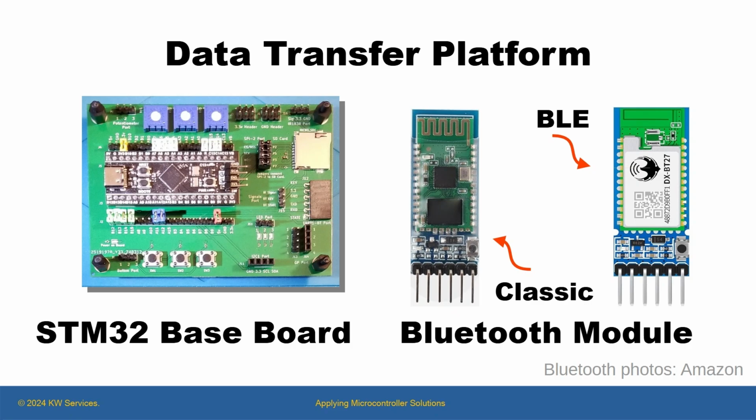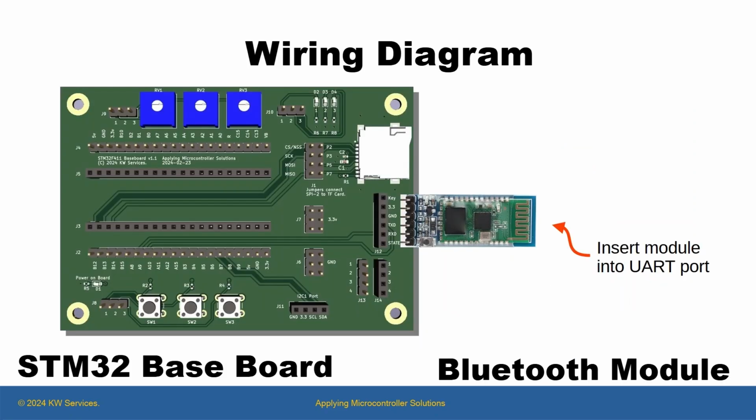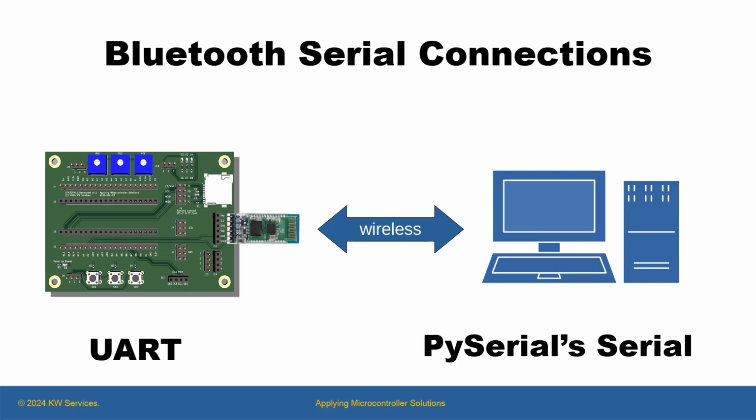Here, the microcontroller platform is our STM32 baseboard with a Bluetooth UART module. Either a BLE or a classic Bluetooth board will work. For my testing, the Bluetooth classic board was the easiest to start with. In either case, the Bluetooth module is simply inserted into the female header of the Bluetooth UART board. Then we can use the Bluetooth feature on our desktop to wirelessly connect. On the STM32 side, our UART connects to the Bluetooth module, and on the desktop side, we will use PySerial connecting to the desktop Bluetooth.